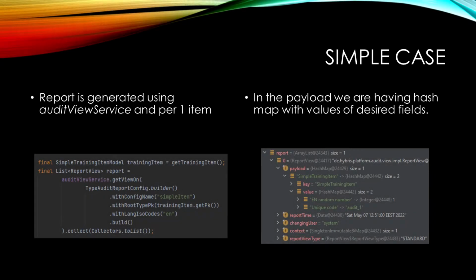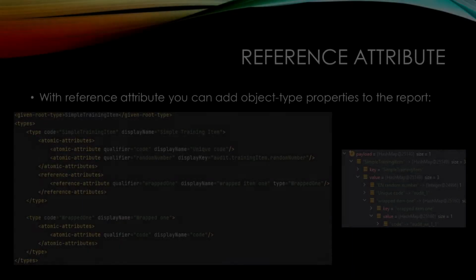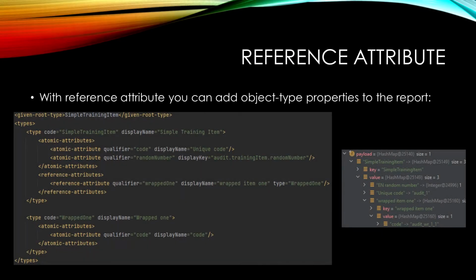Report is generated by the Audit View service. As the result, we have a Report View object with report as a payload. To add the object type attributes into report, you need to define them and link as reference attributes.